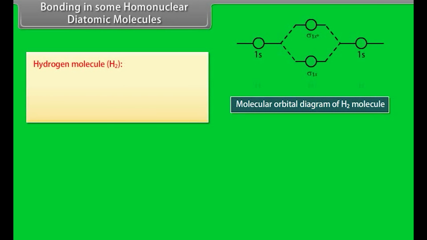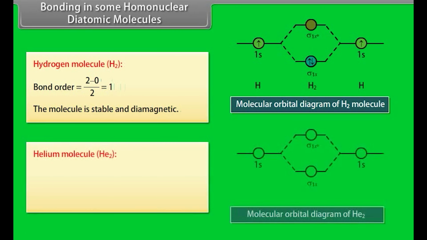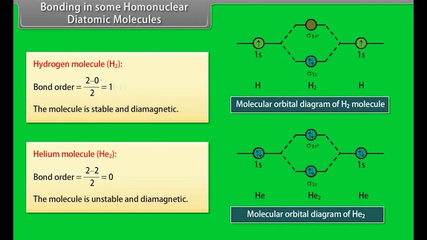Bonding in some homonuclear diatomic molecules. Hydrogen molecule, H2. The value of bond order is 1. The molecule is stable and diamagnetic. Helium molecule, He2. The value of bond order is 0. The molecule is unstable and diamagnetic.